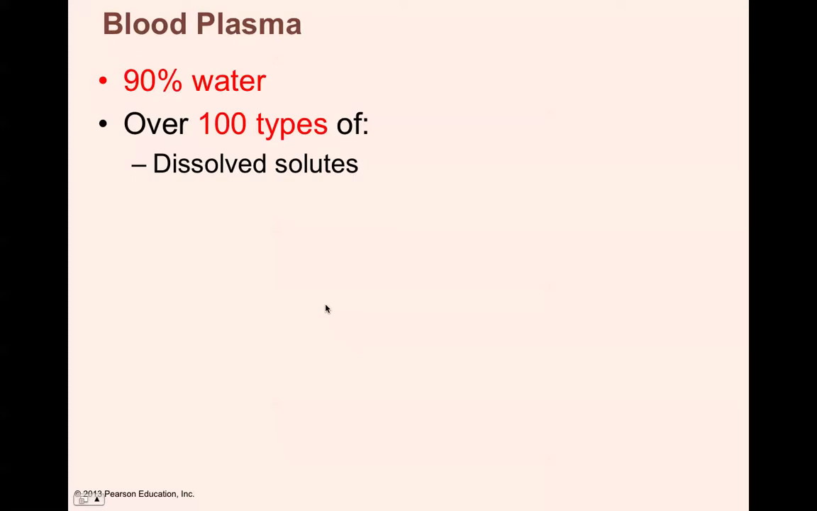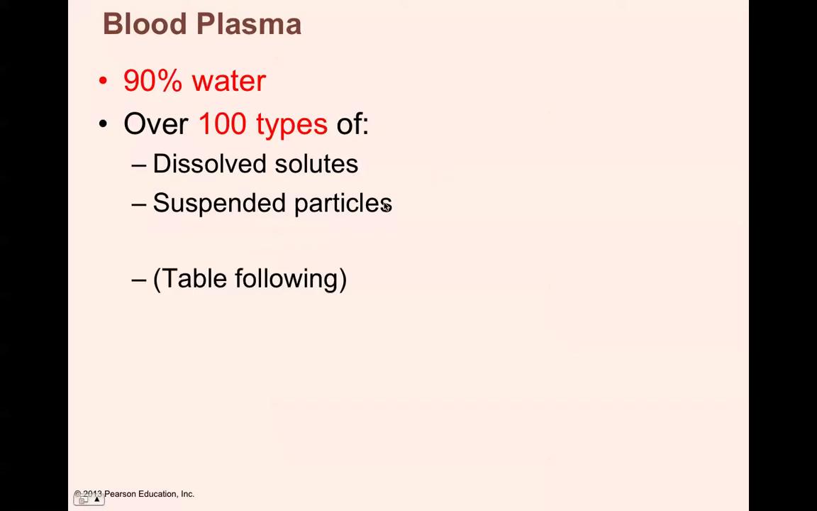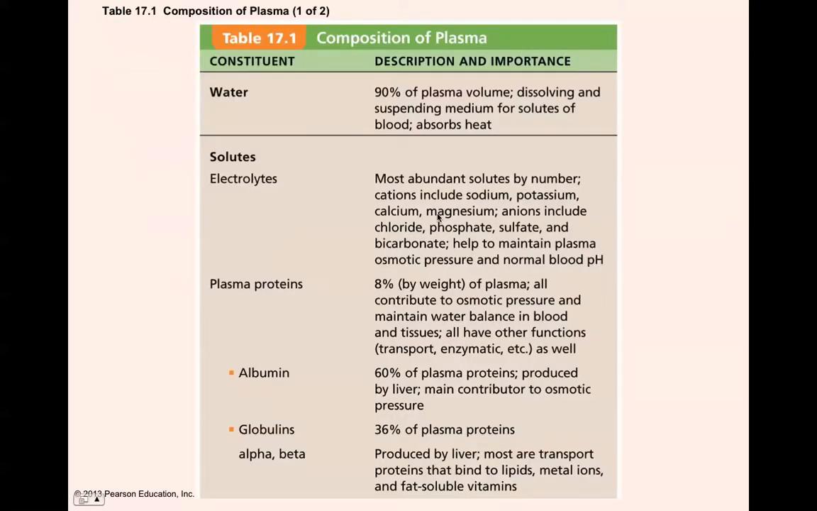So what is plasma? Blood plasma is about 90% water, but there are over 100 types of dissolved solutes within the plasma. There are also suspended particles, and there is a table in the next slide, and this summarizes what we will find within blood. And this is particularly the blood plasma. Table 17.1. 90% of the plasma volume is water. And water is essential, of course, for dissolving and suspending solutes in the blood.